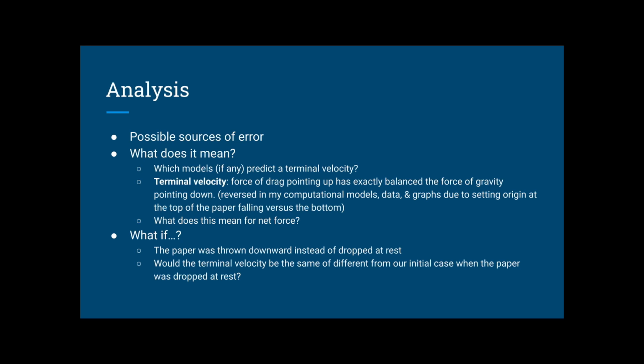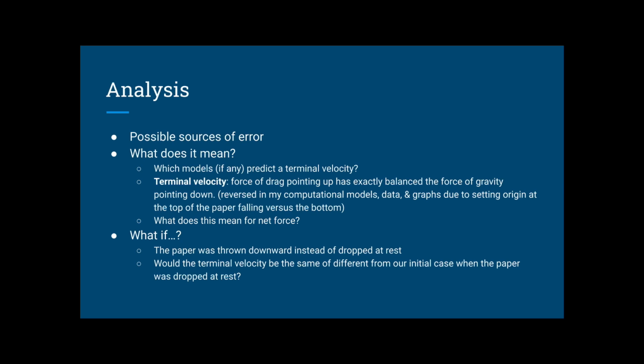We mentioned the concept of terminal velocity previously, which means the force of drag pointing up has exactly balanced the force of gravity pointing down. Which of these models, if any, predicts terminal velocity? The only model that predicted the terminal velocity was a computational model with drag force, since the other two models didn't account for drag force, so it is unable to cancel out the gravitational force if the paper was thrown downward instead of dropped at rest.